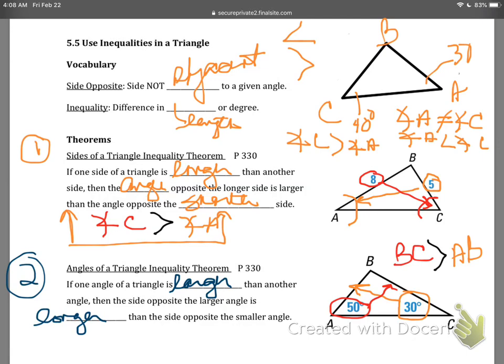Okay, bigger angles give us bigger sides because as the angle opens up, it determines the size of the side opposite it. So the more an angle opens up, the bigger the side opposite it. Since the angle 50 degrees opens up wider than the angle 30 degrees, the side opposite the 50 has to be bigger than the side opposite the 30. Okay, let's go on to our last theorem in this section on the next slide.